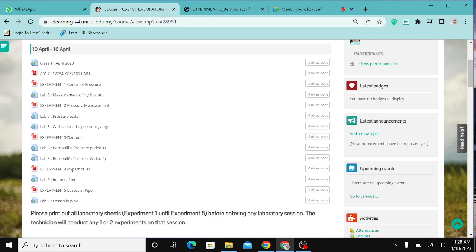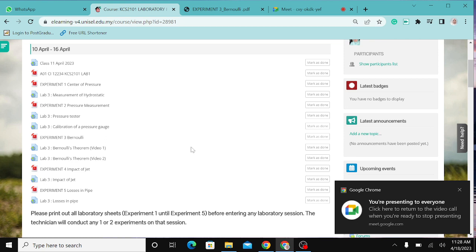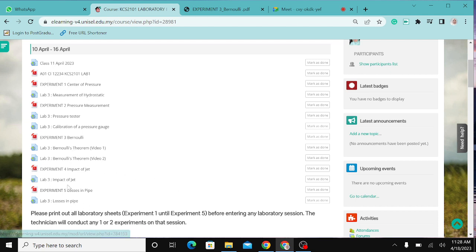Okay, so hari ni saya tak sempat lagi buat rakaman kelas because ada isu sikit lagi pasal special exam. Okay, so hari ni saya akan cover briefing untuk, not sure lah, maybe kalau sempat 4 experiments. So we'll start here dekat experiment number 3.